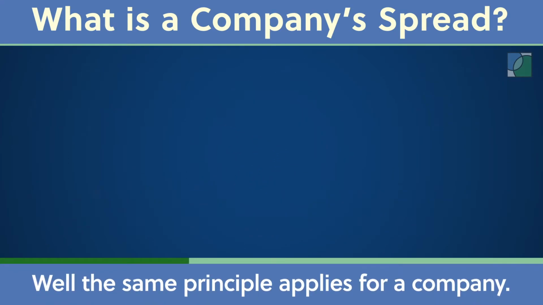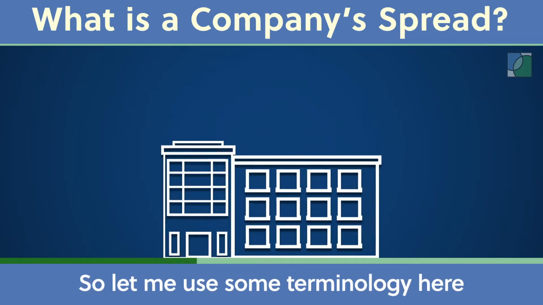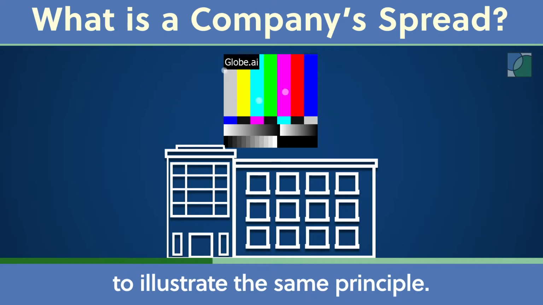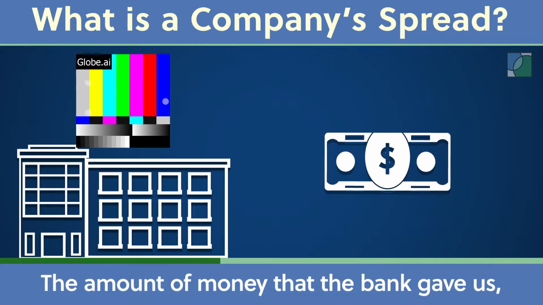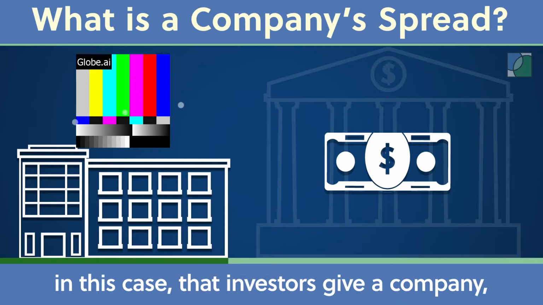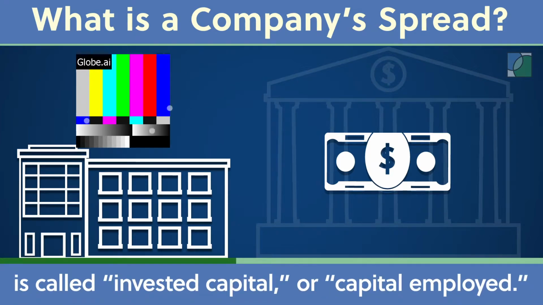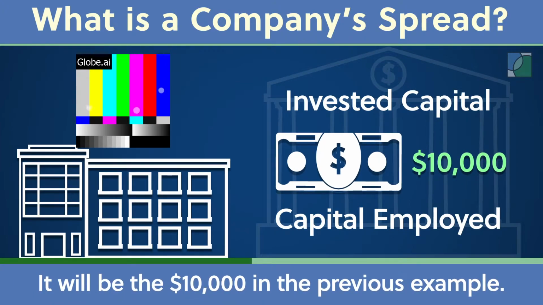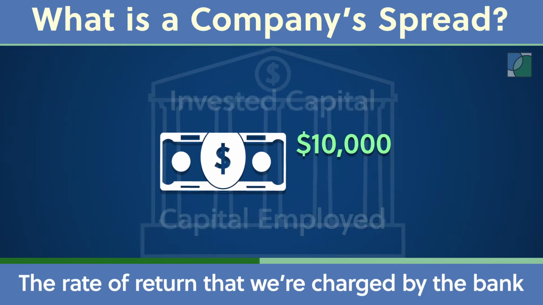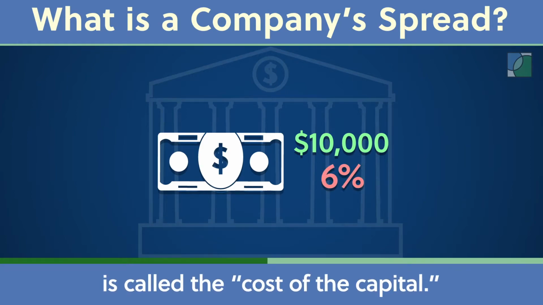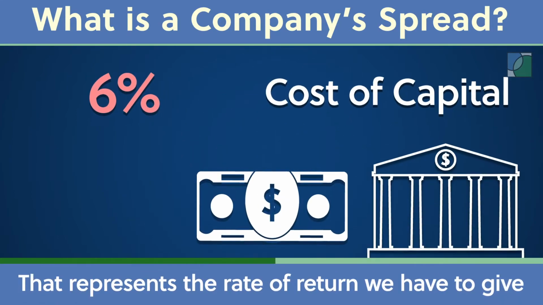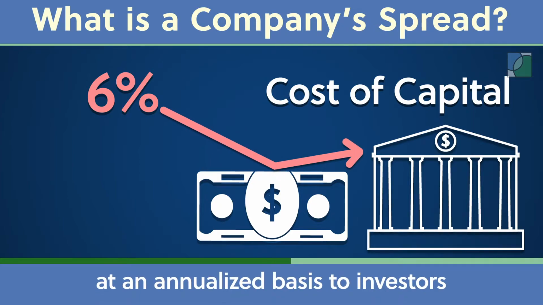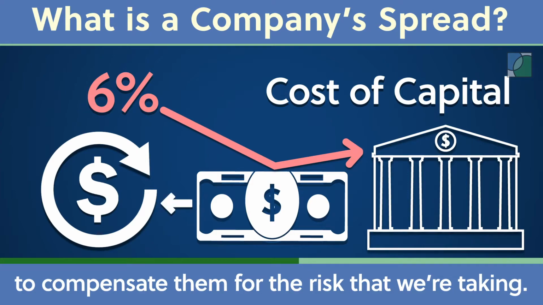Well, the same principle applies for a company. So let me use some terminology here that we would use in the corporate world to illustrate the same principle. The amount of money that the bank gave us, in this case, that investors give a company, is called invested capital or capital employed. It would be the $10,000 in the previous example. The rate of return that we're charged by the bank is called the cost of the capital. That represents the rate of return we have to give on an annualized basis to investors to compensate them for the risk that we're taking.